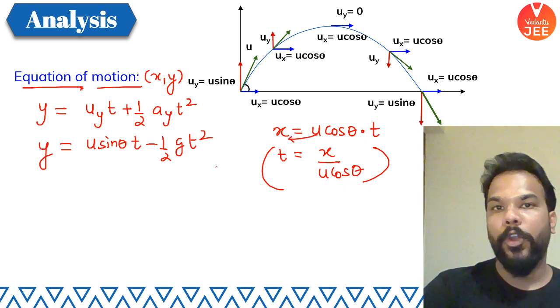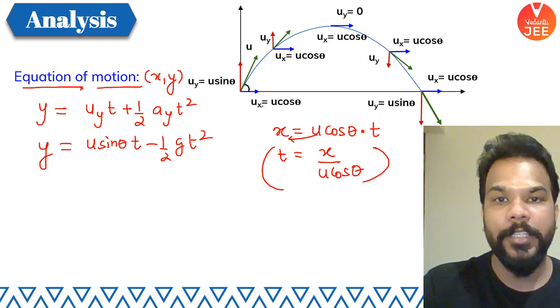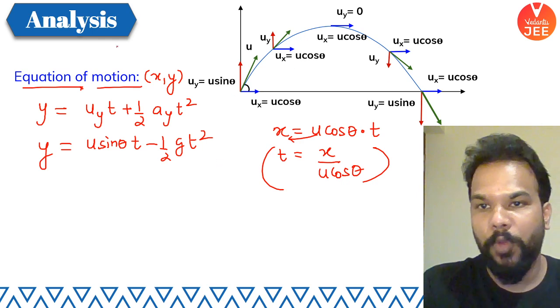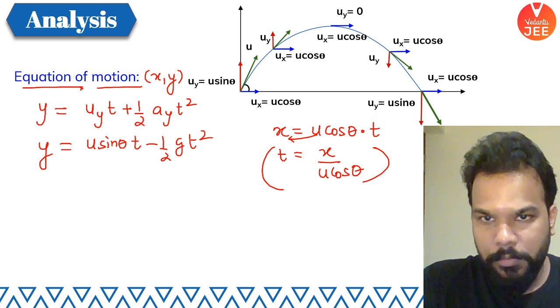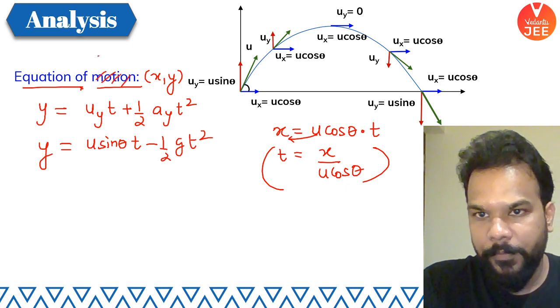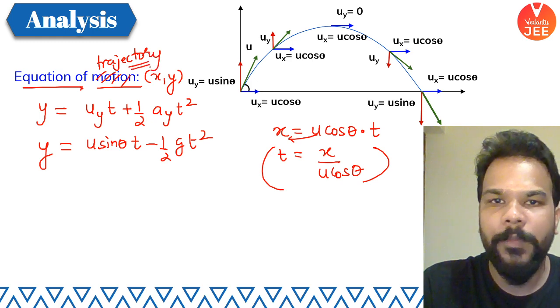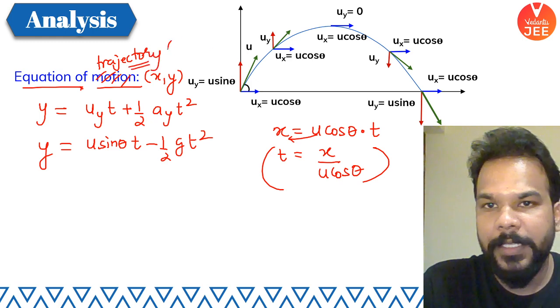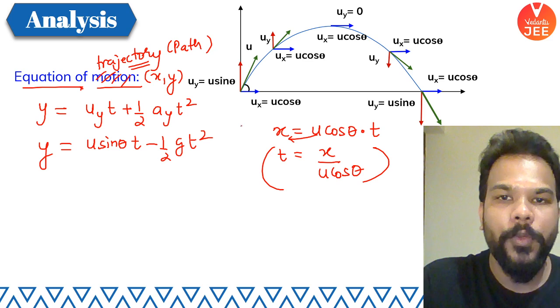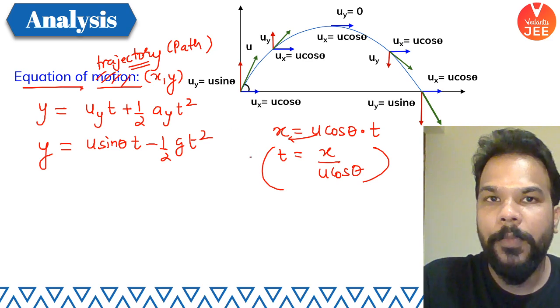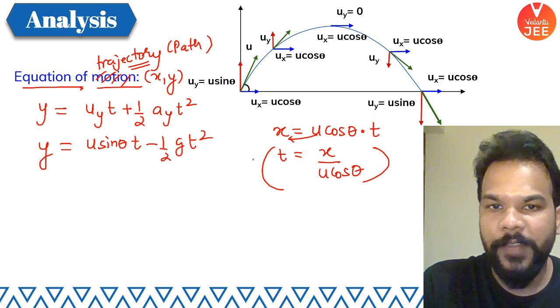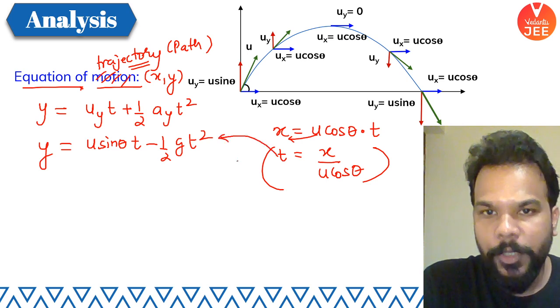So in order to find the equation of trajectory, trajectory means the path which is followed by the body. Not equation of motion but equation of trajectory, which is basically the equation of path. So in that case, I have to eliminate the factor of time. So this time is what I'm going to put here.